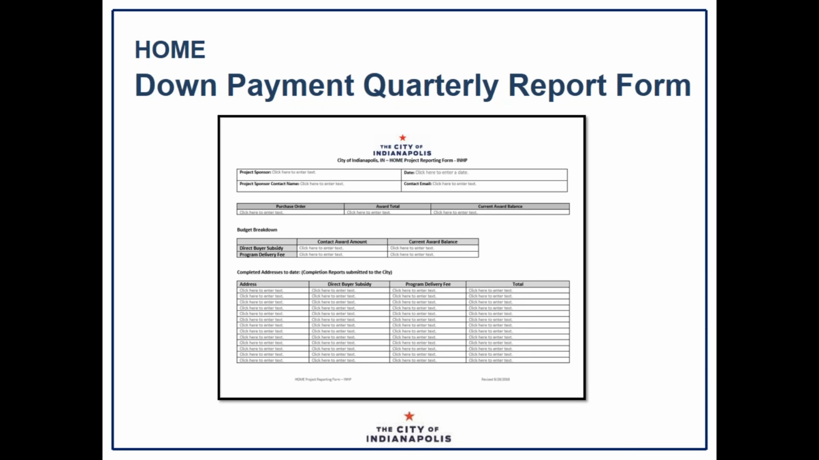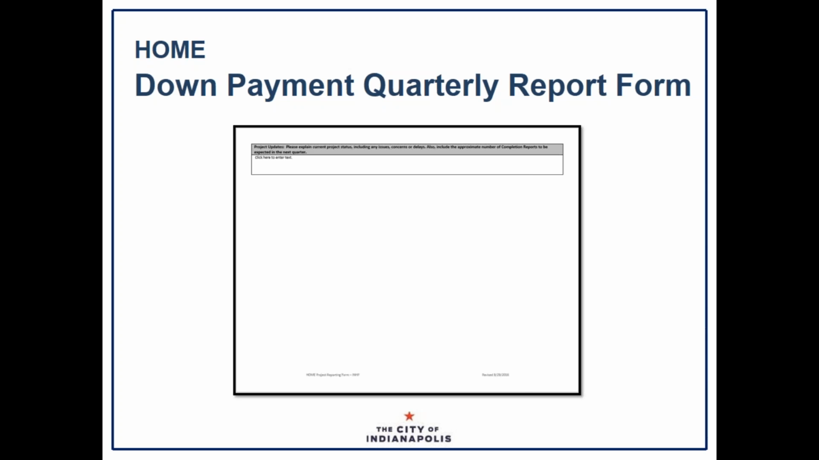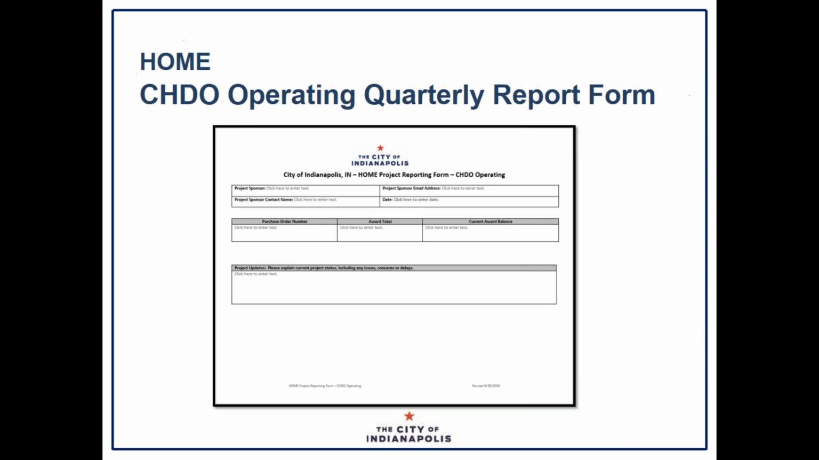Now, there are a couple of different things on here. The direct buyer subsidy: you're going to include how much funds were given directly to the buyer, and then the program delivery fee. At the bottom is where you're going to list the addresses of everyone who was helped with the down payment assistance. The second page is for your narrative as well. If you have anything you want to say, any updates, that's where you put it on this form. This form is only 2 pages, so it's short and sweet.